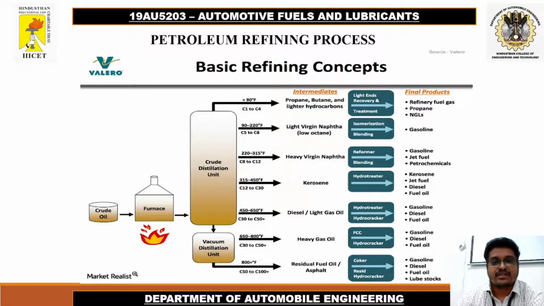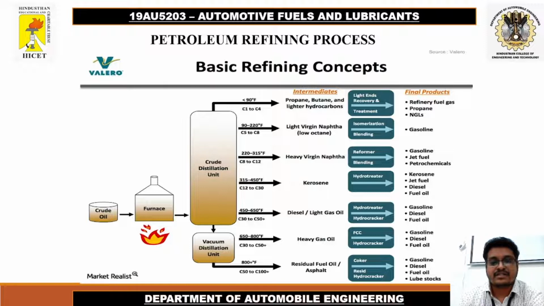In the next stage, when the temperature is further increased up to 450 degrees Fahrenheit, kerosene will be obtained as an intermediate product, and by the chemical process hydrotreater, four final products will be obtained such as kerosene, jet fuel, diesel and fuel oil.